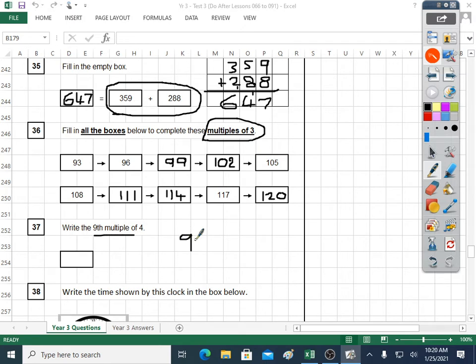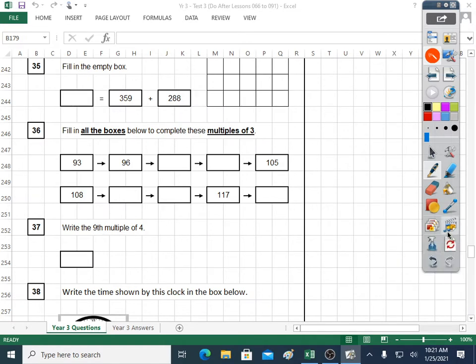Right, the 9th multiple of 4. That's 9 times 4. I'm going to sing my 4 times table up to 9 fingers. 4, 8, 12, 16, 20, 24, and 28, 32, 36. It's 36. The 9th multiple of 4. 36. On to question 38.